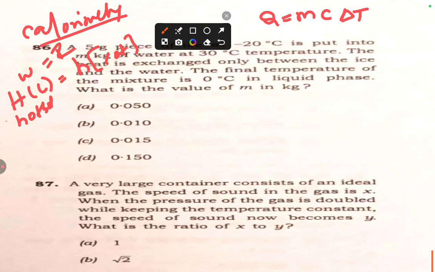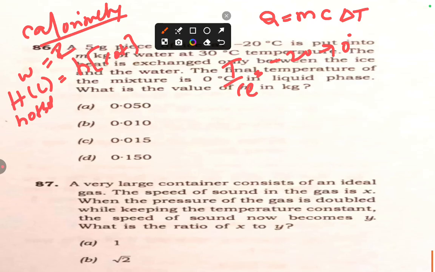For the same thing, if you go for the ice, it is clearly mentioned from where to where: minus 20 degrees to 0 degrees Celsius. So for the formula, we will consider the simple strategy.